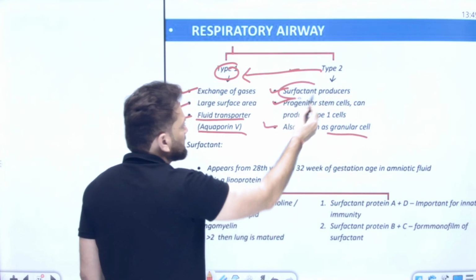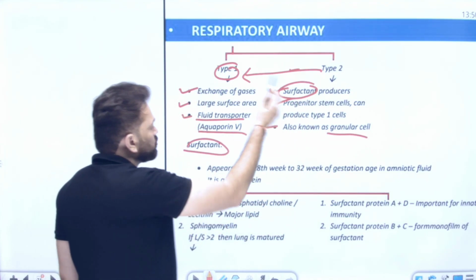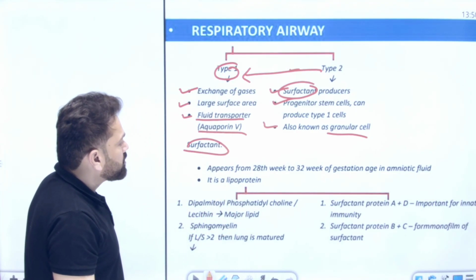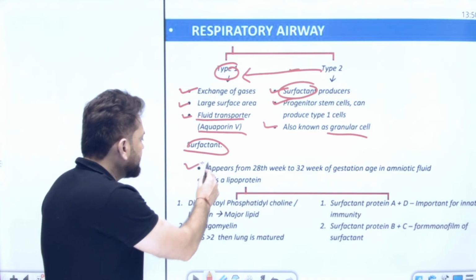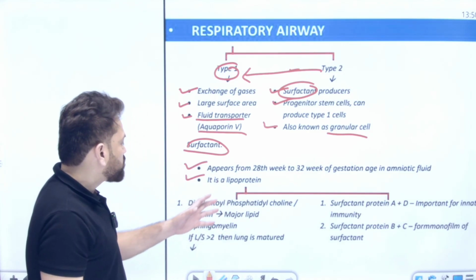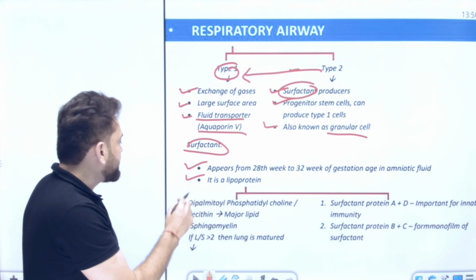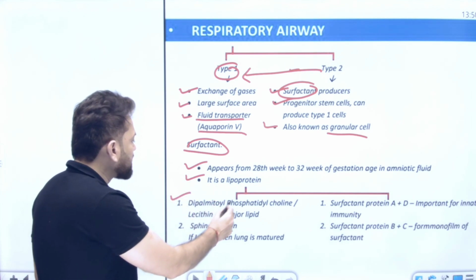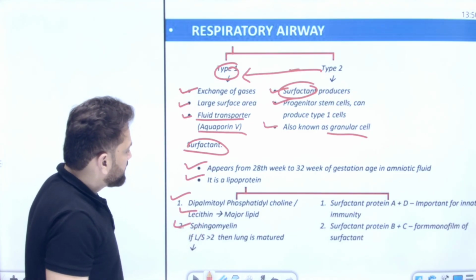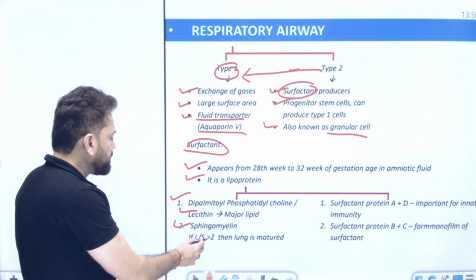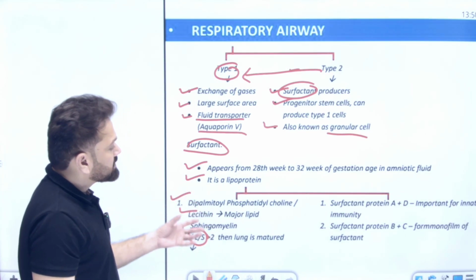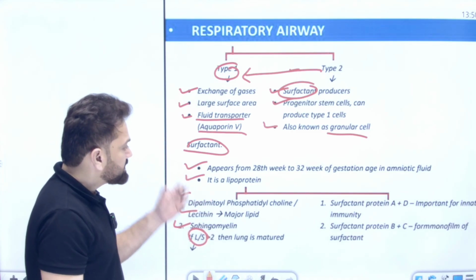Now we will discuss the surfactant which is produced by type 2 pneumocytes. It appears from the 28th week to the 32nd week of gestational age in amniotic fluid. It is a lipoprotein. It has lipid and protein. The name of the lipid is dipalmitoyl phosphatidylcholine, also called lecithin. Second is sphingomyelin. And the ratio of L by S should be more than 2. Only then are the lungs mature. If the ratio is less than 2, the lungs are immature. They can have hyaline membrane disease.